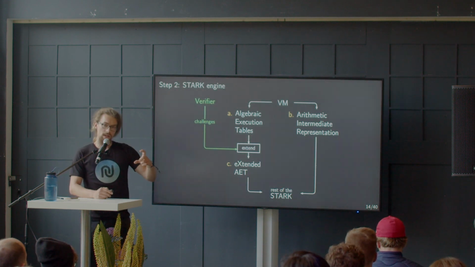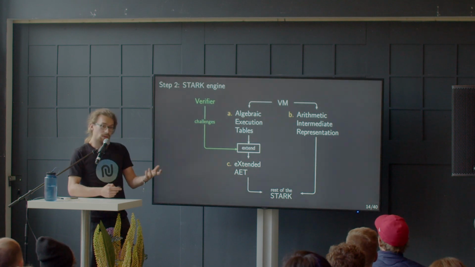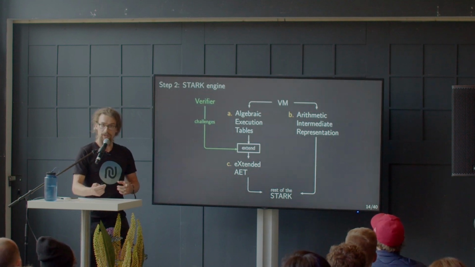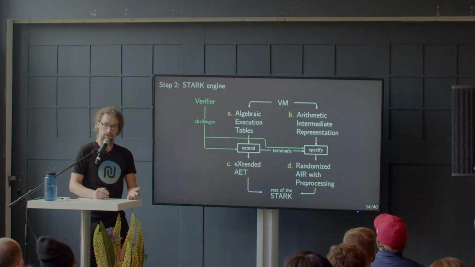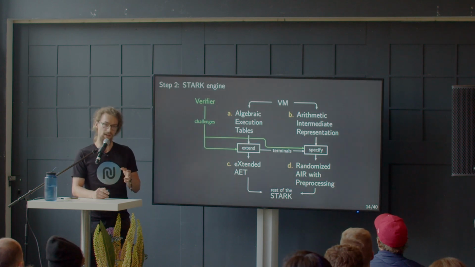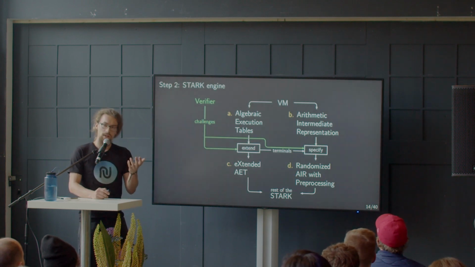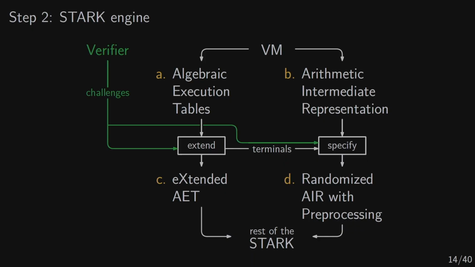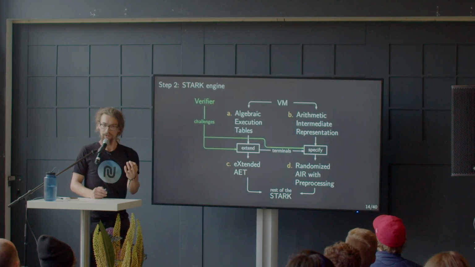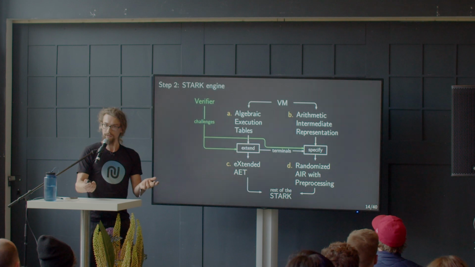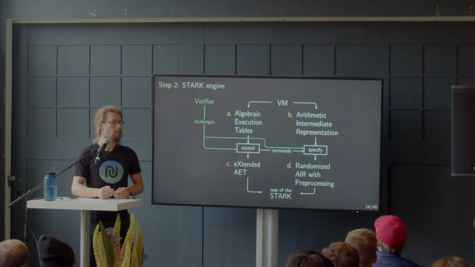And just like the AET and the AIR go hand in hand, so does the extended AET need a counterpart. And that is the RAP, the Randomized AIR with Preprocessing. There's not a lot of preprocessing going on in our case, but that's the established term. It means the specify box here is a partial evaluation of the AIR. Because we need to supply the actual values of the verifier challenges, partially evaluate our multivariate polynomials, and get new ones, which are then the RAP.